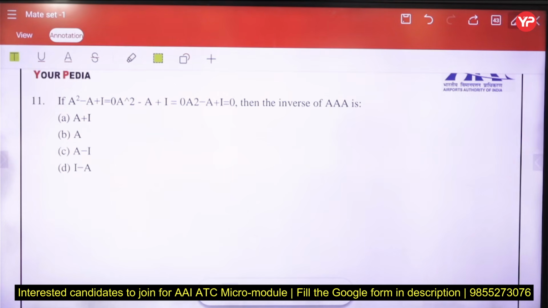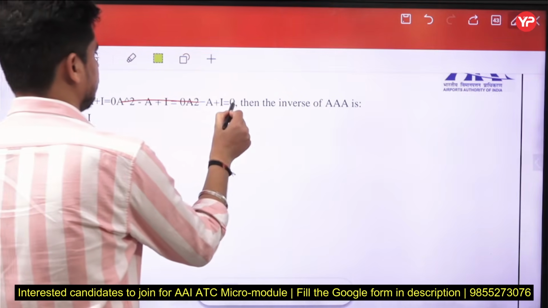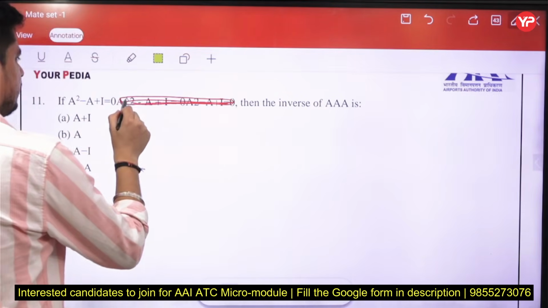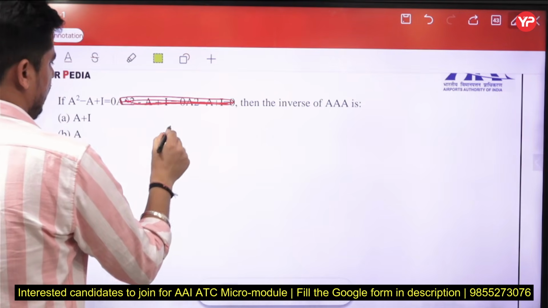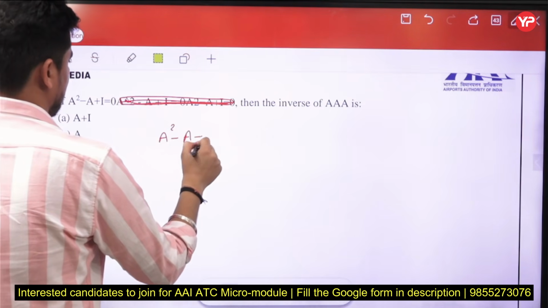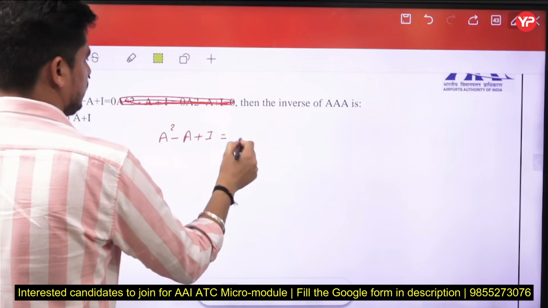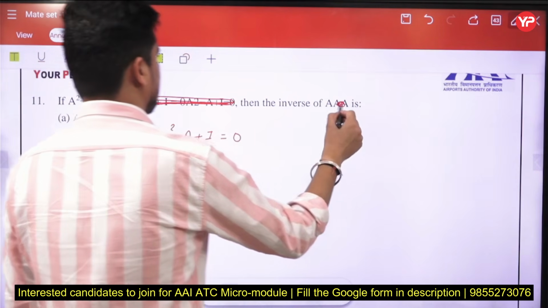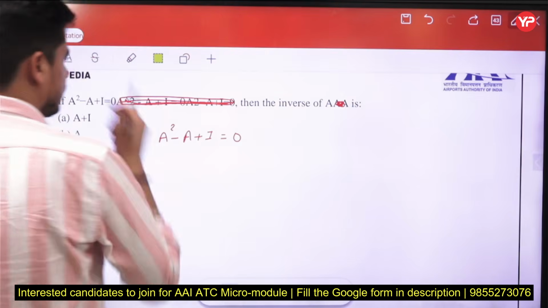A square minus A plus I equals 0, and we have to find A inverse. This is misprinted here, and it is not part of the question. This is the question: A square minus A plus I equals 0, then we have to find the inverse of A. So what will be the inverse of A?